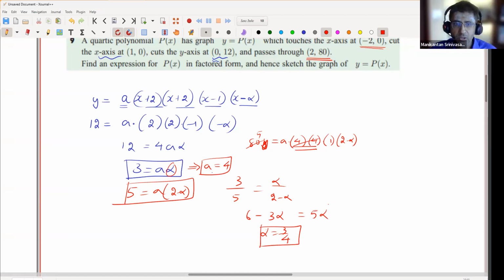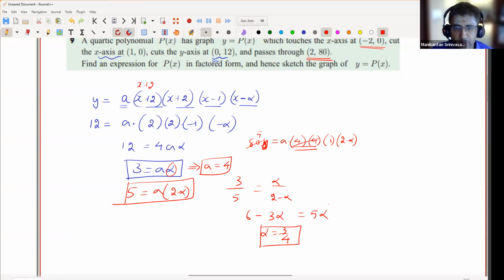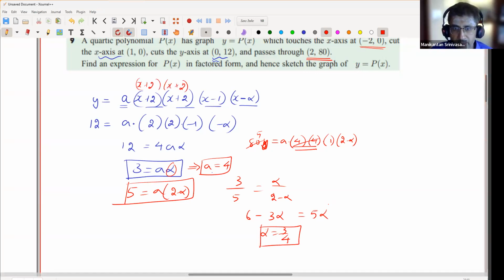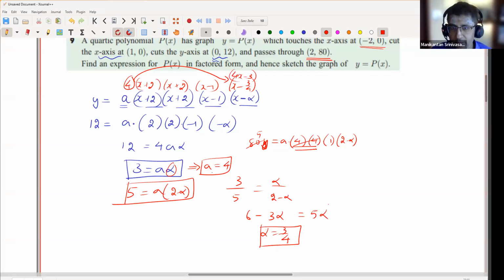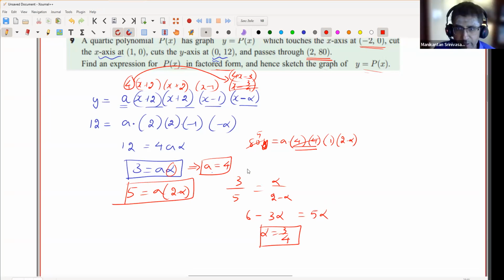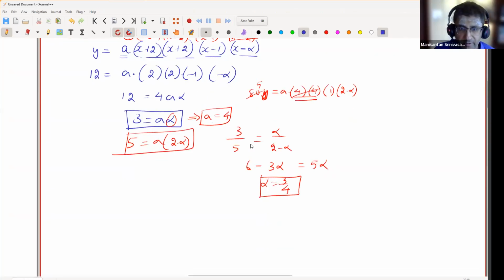Oh, okay. So basically what he's saying is he wrote it as x plus 2 times x plus 2 times x minus 1. And then this was 4 and this was 3 by 4 like this. So he brought the 4 inside and wrote this last one as 4x minus 3. Is that what you mean, Keshav? Yeah, both are the same thing. But the root is 3 by 4. Okay, find an expression for p of x in the factored form. Hence, sketch the graph. The rest is fine. I just had doubt in this part. Rest is fine, right? Just so that we are all on the same page in graphing.